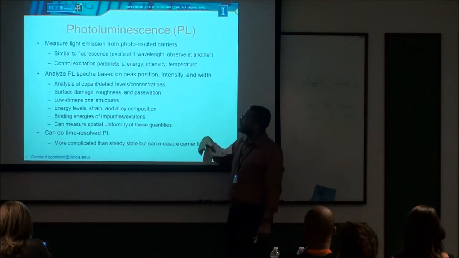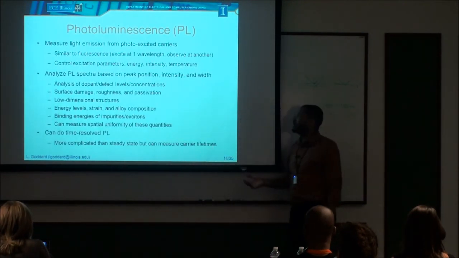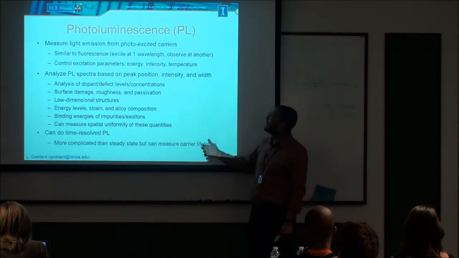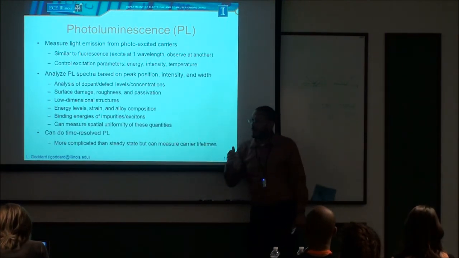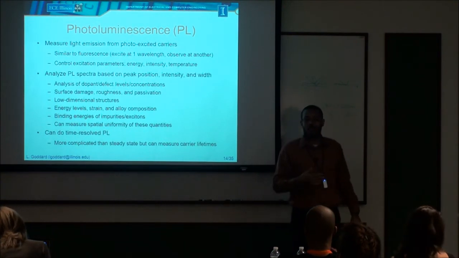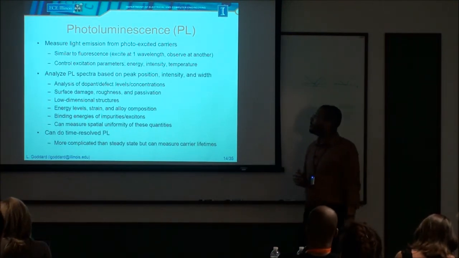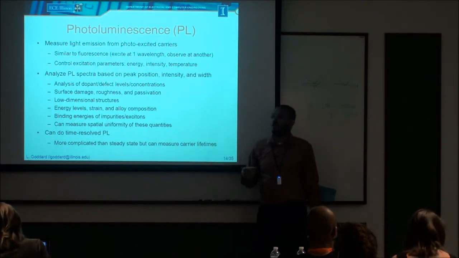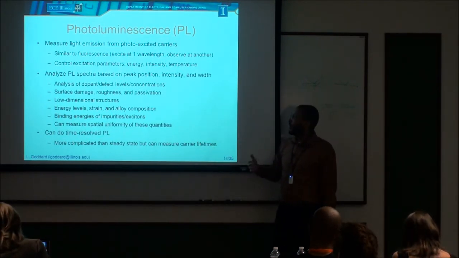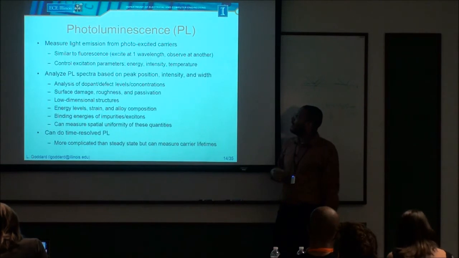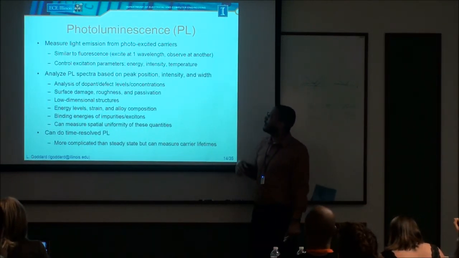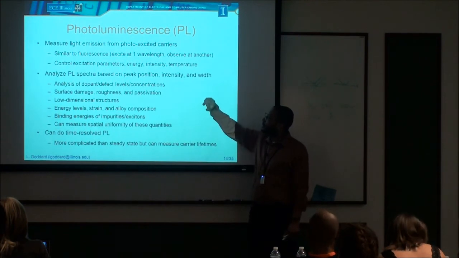Photoluminescence, biologists I guess would call it fluorescence. What you do is you excite the sample at one wavelength and then you observe the de-excitation or the emission at a different wavelength. What you have under your control is the energy of the signal you're putting in, like what wavelength you're exciting it with, the power that you're pumping with, and then the temperature of the sample.